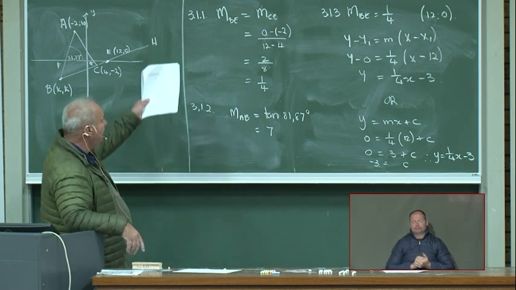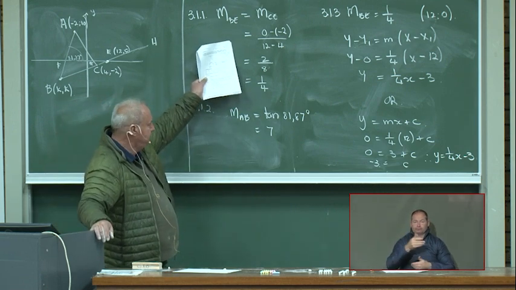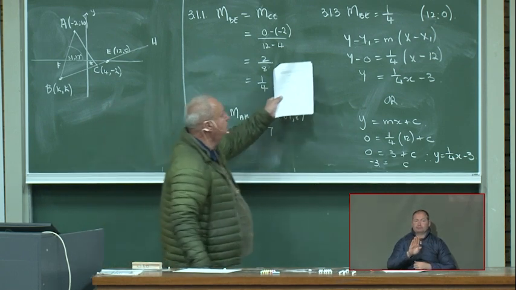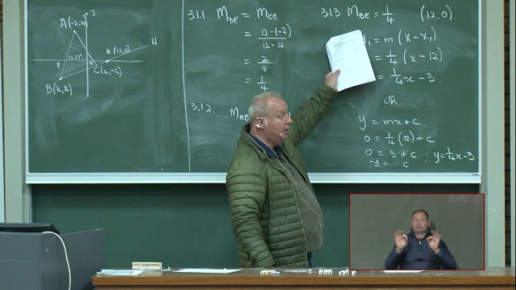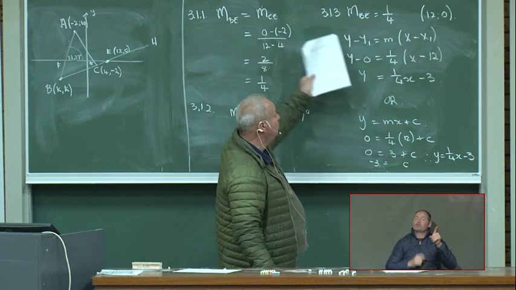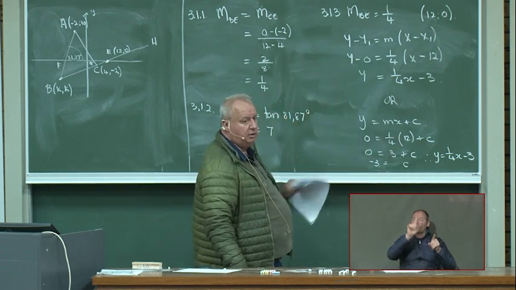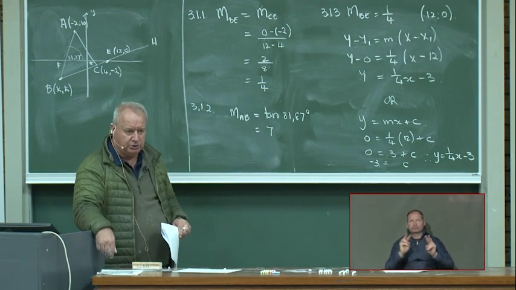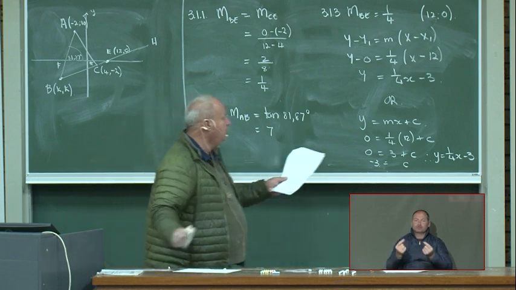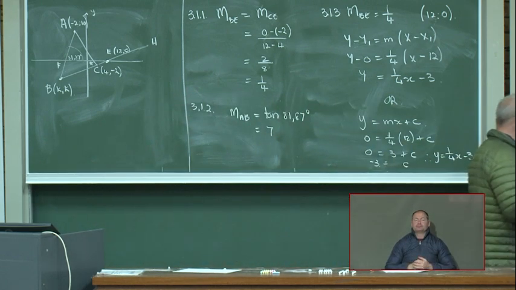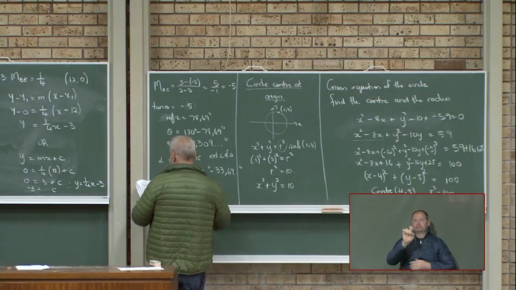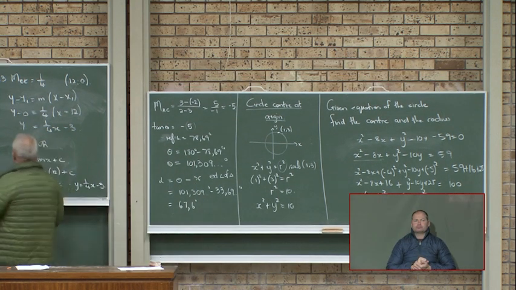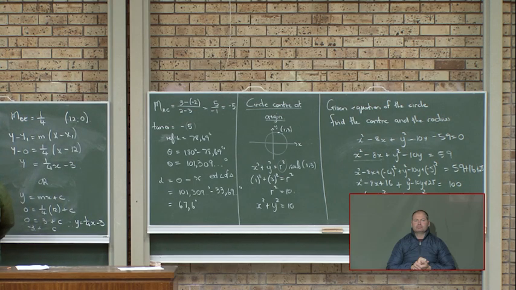So, here they asked you the gradient of BE. Here they asked you the gradient of AB. Here they asked you to find the equation of BE. I used 3.1.1 to determine the gradient, to read off the gradient and to determine the equation. If you look at 3.1, right, this is 3.2.